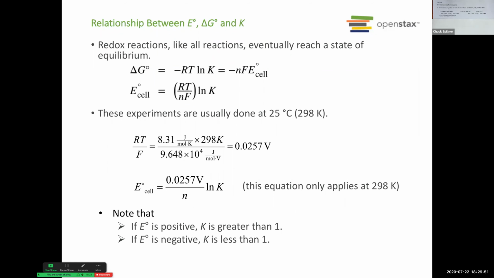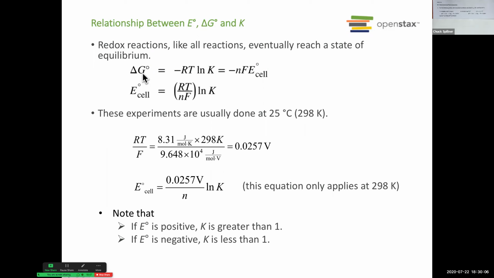So now we're going to go on. Let's see how we get the relationship between delta G and the equilibrium constant. We already know the relationship between delta G and equilibrium constant. We learned that in chapter 16. Now we can relate equilibrium constant to cell potential, to standard cell potential.